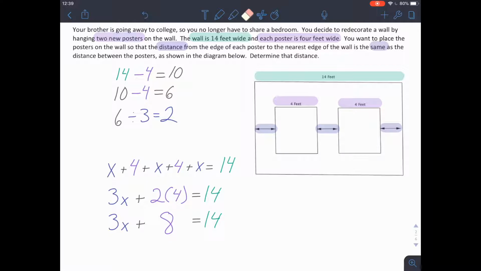We then can combine our like terms to write our equation in standard form. Since our x's are like terms, we can add them together and see that we have 3 x's, 3 times x. And because we have 2 4's being added together, that is the same as 2 times 4, which is 8. So our equation in standard form is 3x plus 8 equals 14.